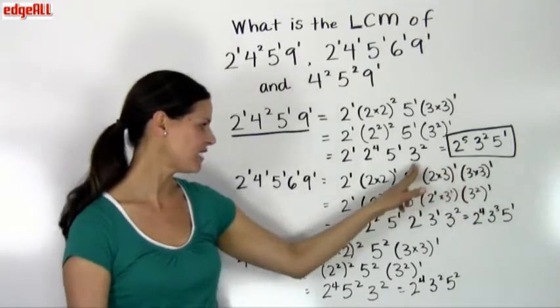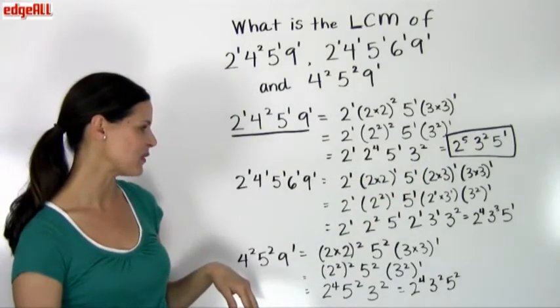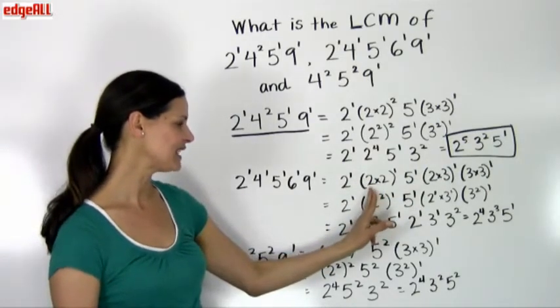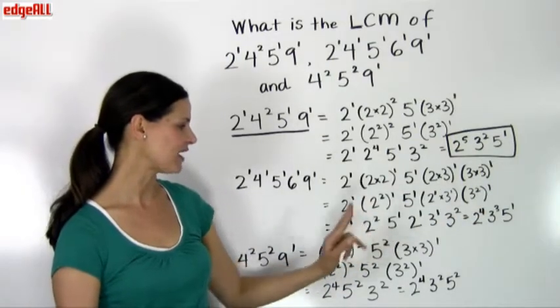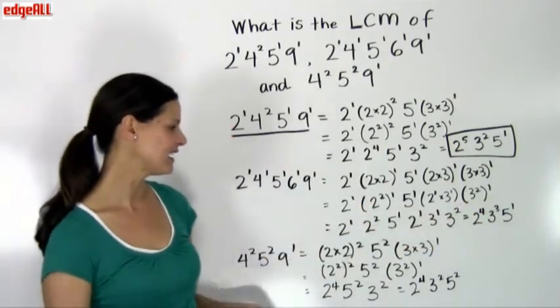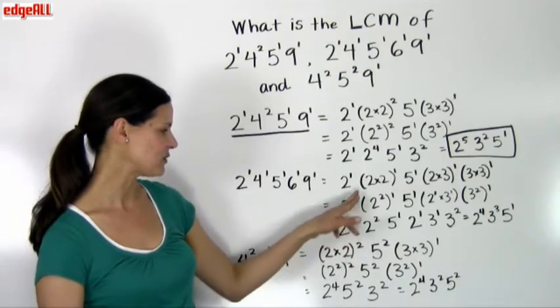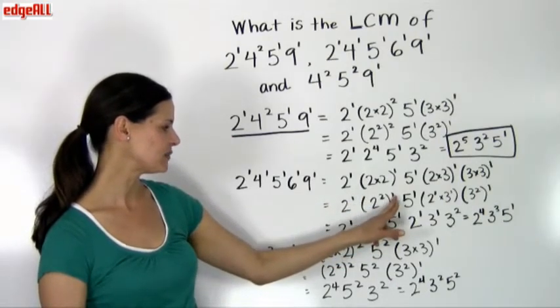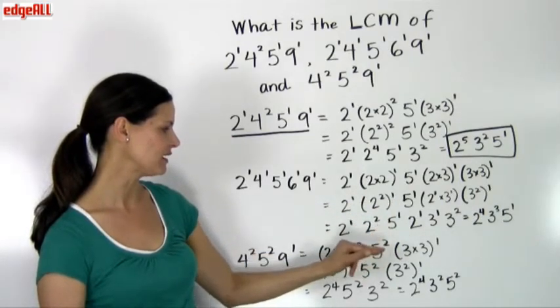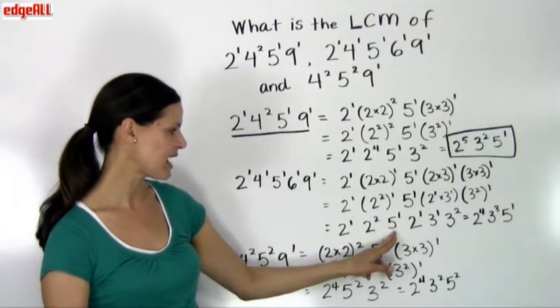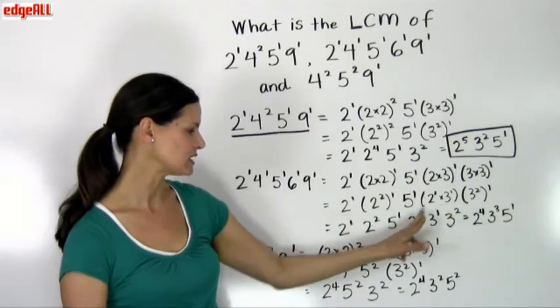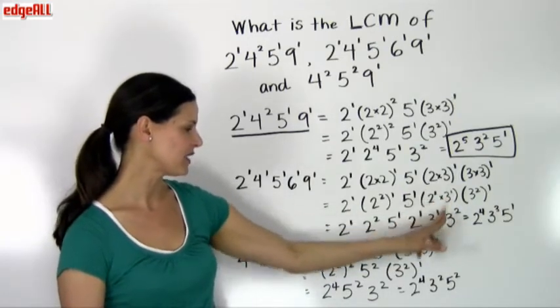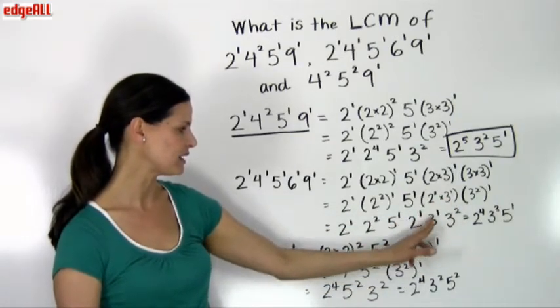They're still all raised to the 1st power at this point, but now I can replace 2 times 2 and 3 times 3 with 2 squared and 3 squared. And so I have 2 to the 1 power. 2 squared to the 1 power is just the same as 2 squared. And then 5 to the 1st power. And then 2 to the 1st power times 3 to the 1st power, I just pull those out from the parentheses and make it 2 to the 1, 3 to the 1.